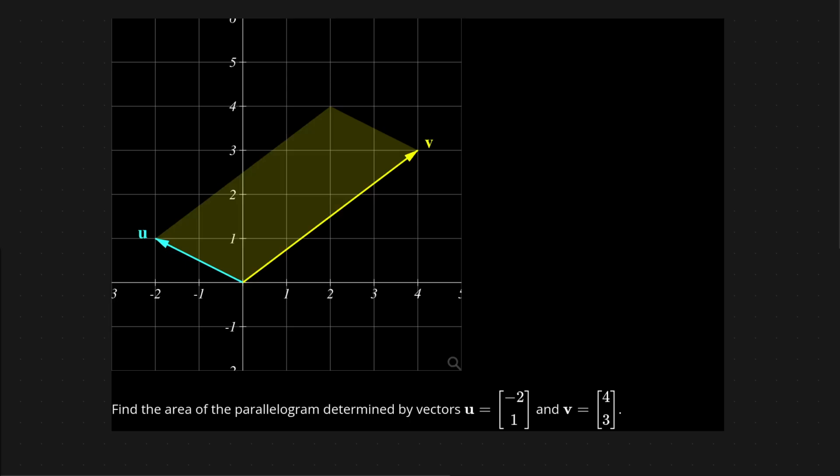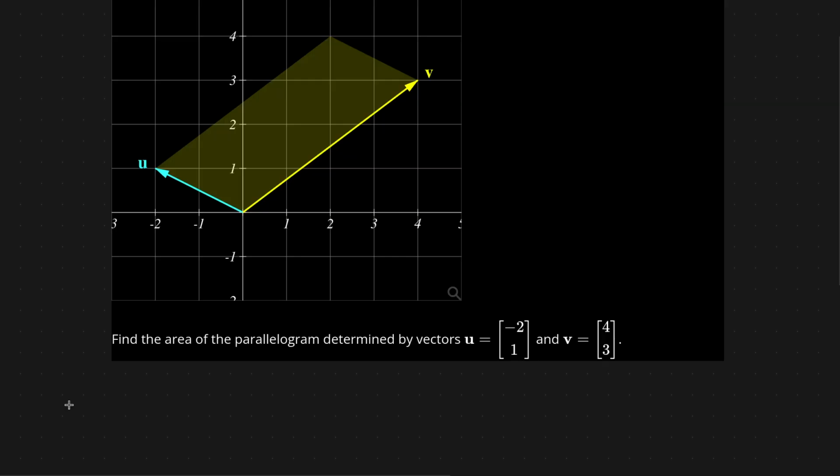So let's take a look at an example. Here we want to find the area of a parallelogram in two-dimensional space, determined by two vectors u and v. So we just explored how to do this. We can find the area of a parallelogram in two-dimensional space by just taking the determinant of the matrix, where the columns of the matrix are the vectors that determine the parallelogram.